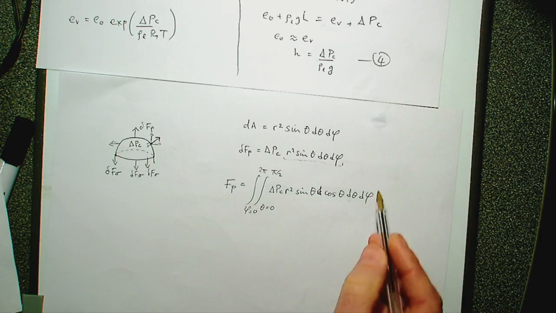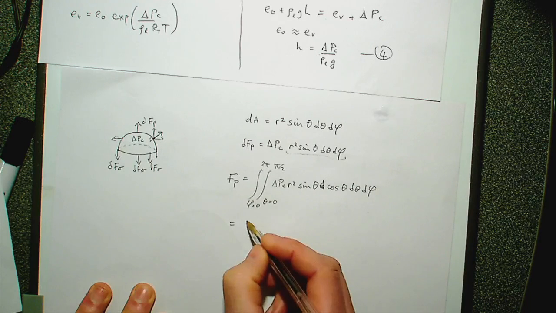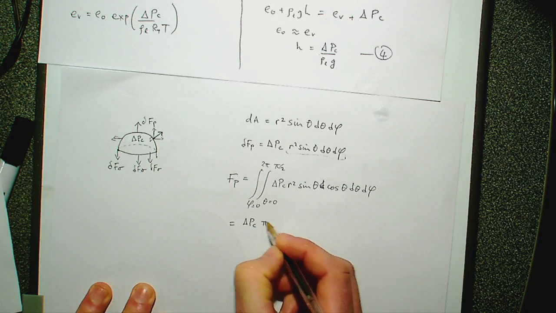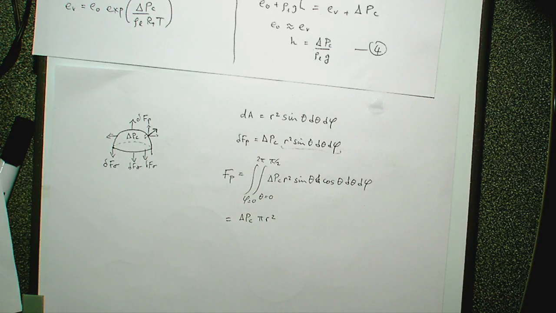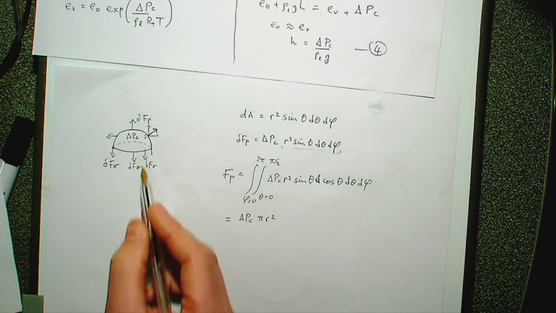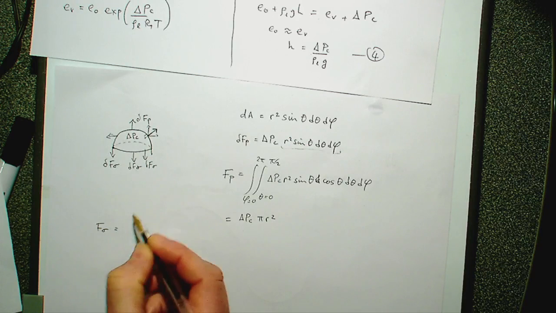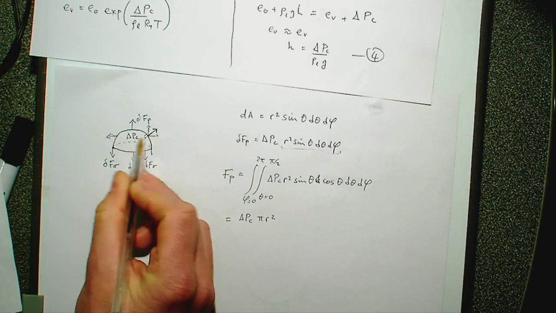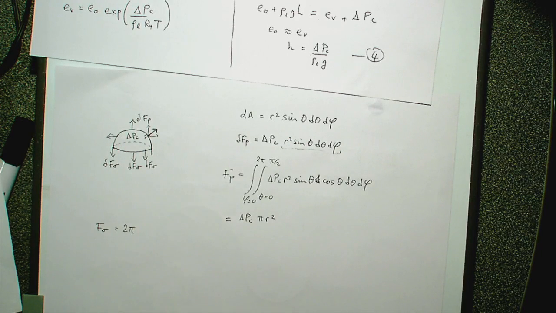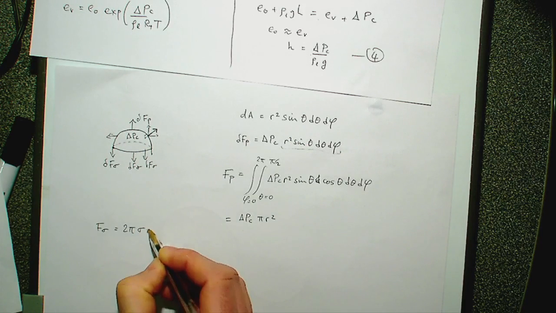When we do that, we find delta Pc times pi r squared, so fairly straightforward. So the magnitude of the force due to the pressure gradient is the change in pressure times pi r squared. Set those two equal. Oh yeah, so surface tension forces, to get the surface tension force, we'll have to balance these two forces. The surface tension force, F sigma, is just going to be 2 pi r, the circumference of the circle, times the surface tension of water, and that's the total force.